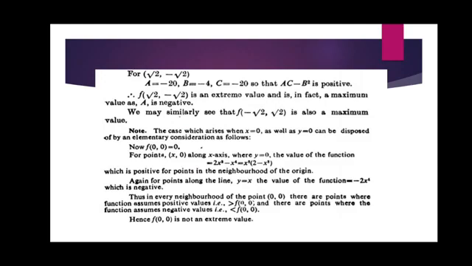Now we may similarly see that f of minus root 2 comma root 2 is also a maximum value. Why? Because if we substitute these values minus root 2 and root 2 in a, b, c, we get the same values as above. So here the point minus root 2 comma root 2 also has a maximum value.